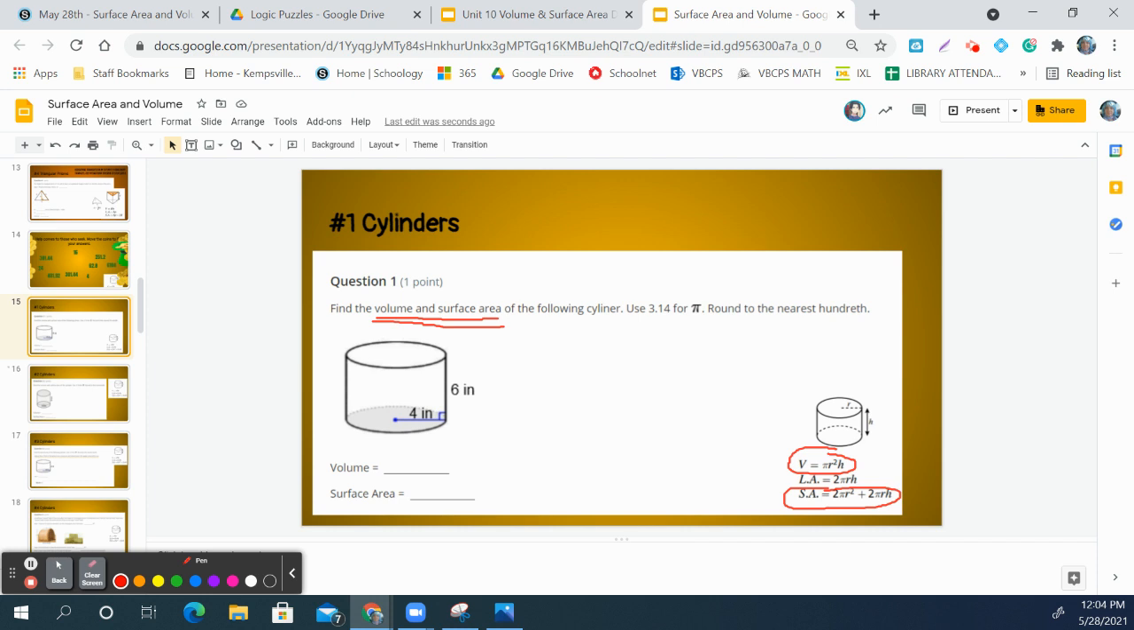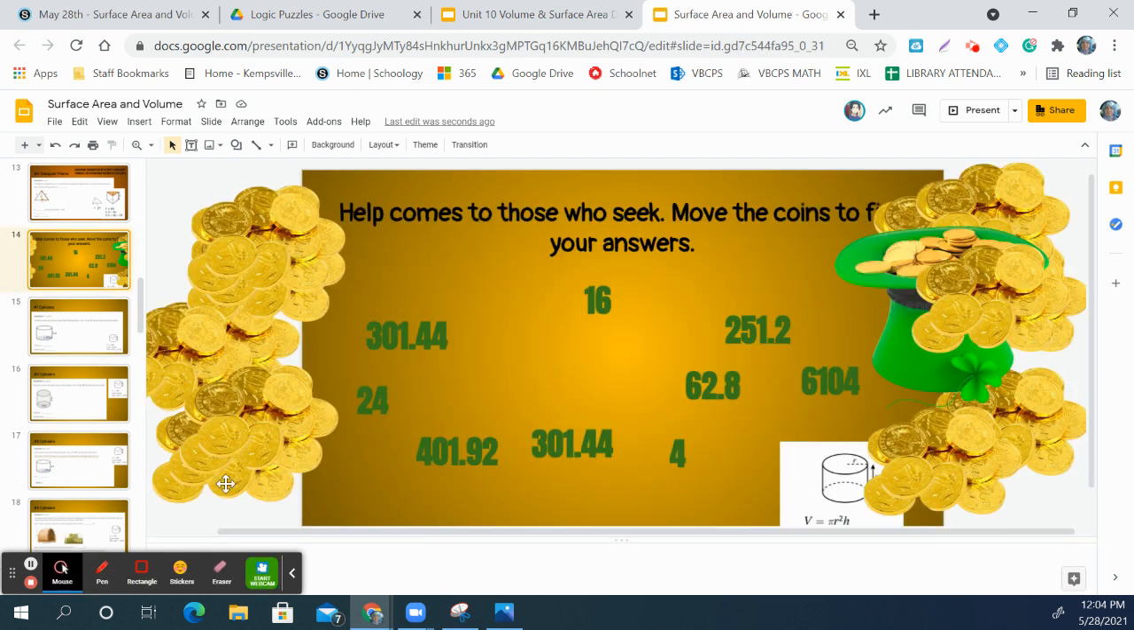Does it go to the answers? It does. You have to move the gold coins. Yeah, it was the gold coin.